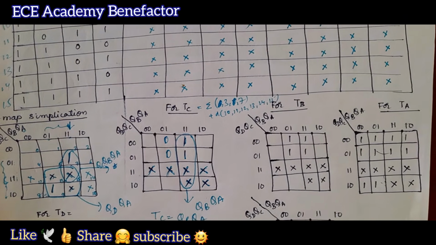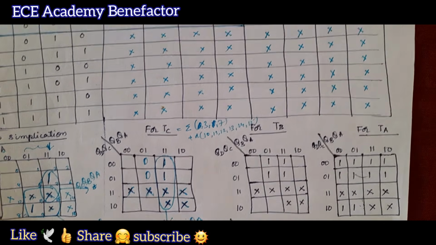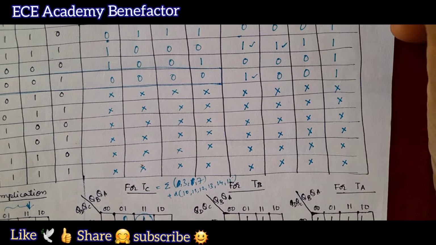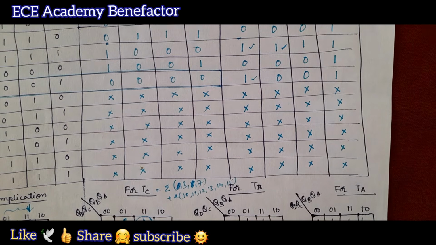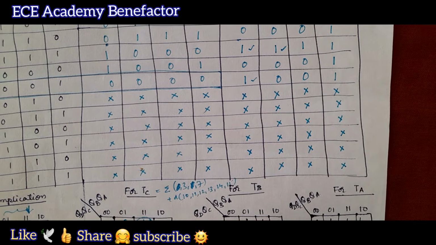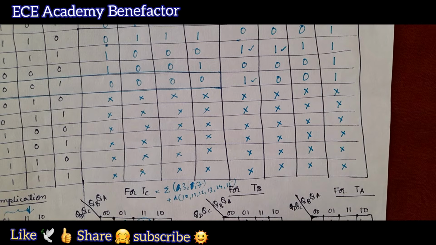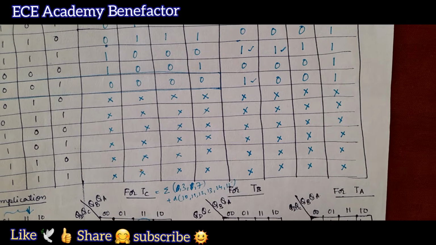Okay, now let us see for TB. So here TB is 1 at 1, after 1, 3.